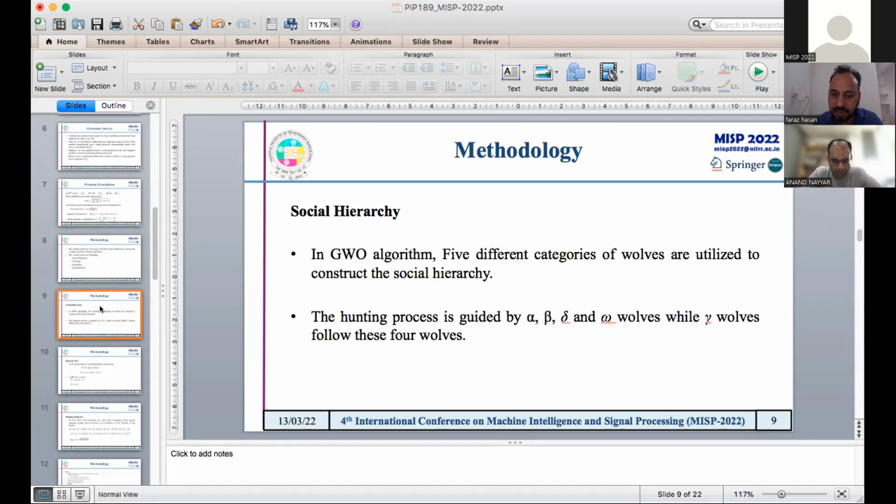In the social hierarchy, in general, we have 4 different categories of wolves: alpha, beta, delta, and omega. But in our approach, we are using 5: alpha, beta, delta, omega, and gamma. According to the hierarchy, alpha is the fittest individual or the leader of the wolves. Beta is the second fittest, able to track the prey. Delta is the third, and omega is the 4th fittest out of all the wolves. The remaining wolves are the followers, represented by the gamma wolves.